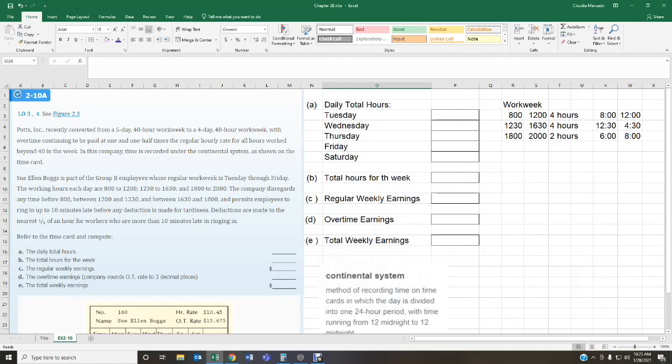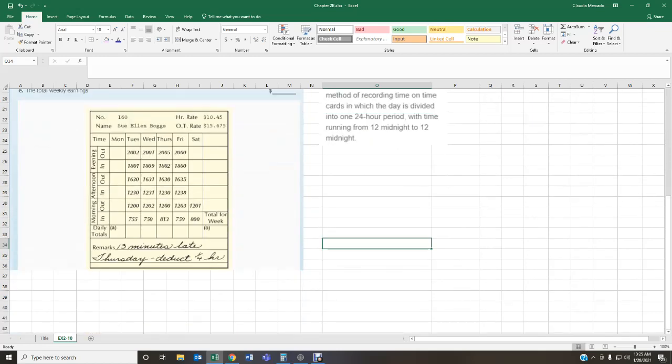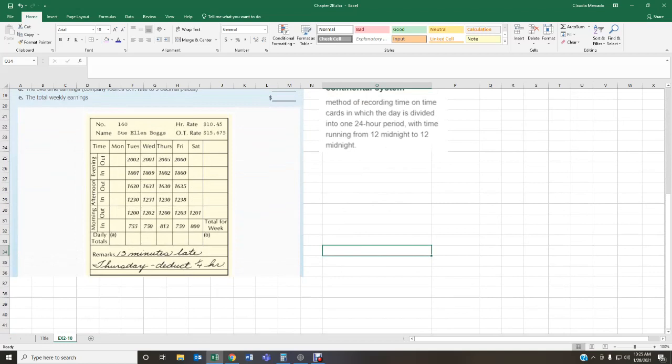Okay, they're asking us to refer to the time card and compute the daily total hours, the total hours for the week, the regular weekly earnings, the overtime earnings, and the total weekly earnings. So we have 5 different calculations to do here, okay? And this is the time card that we have, and we are using the Continental System. The hourly rate is provided on the card. It's $10.45 an hour. The overtime rate is also provided at 15.675, okay? So that is what we have going on for this particular employee.